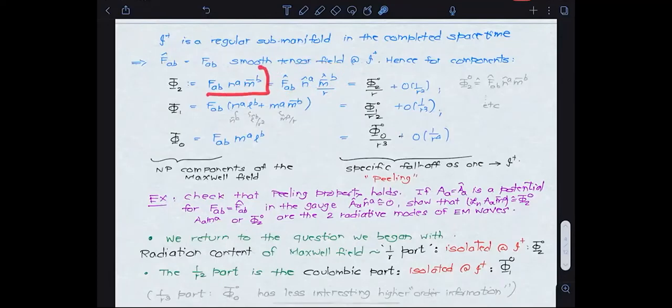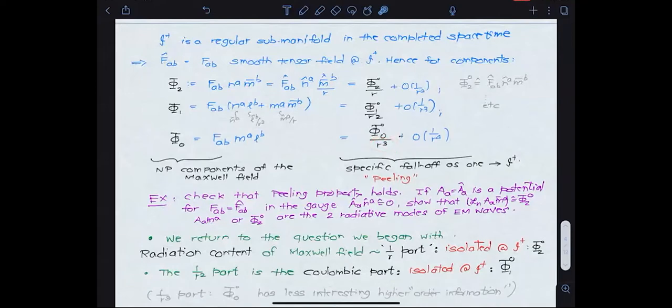Therefore, if I now take the physical FAB and the physical null tetrad, these physical components of the null tetrad are going to be given by these quantities, which are perfectly well defined on scri. The factors of R just come because M is equal to M hat upon R, N is the same as N hat, L is equal to L hat upon R squared. M is 1 upon R, M bar is 1 upon R. Therefore, here I get 1 upon R squared. And because I have 1 upon R and 1 upon R squared here, I get here 1 upon R cubed.